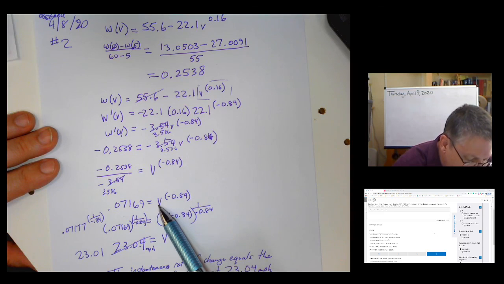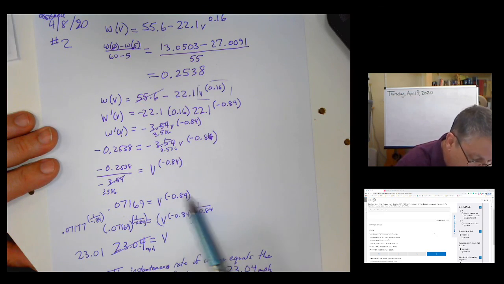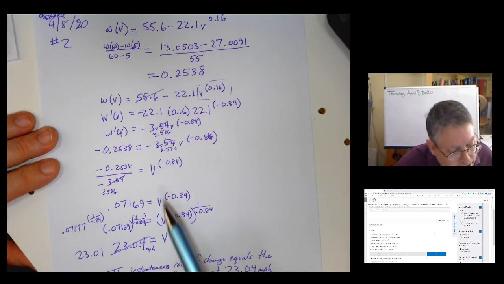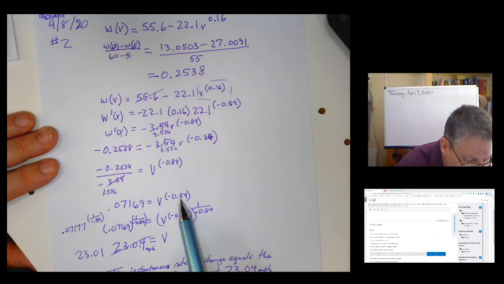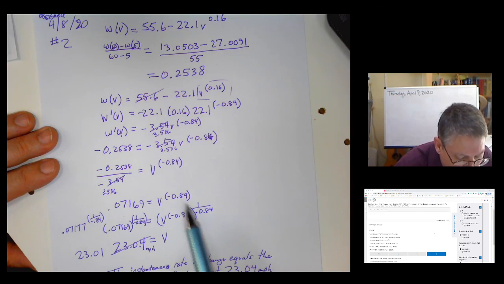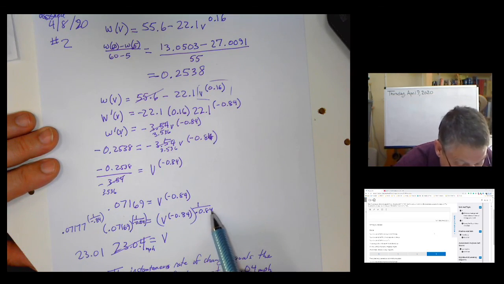And how do we get rid of this? We want to get V by itself, and we have this exponent. So we're going to take this whole thing to another exponent, because when you take an exponent to an exponent, you just multiply the two exponents. And what do we do to get 1 out of this? We multiply by its reciprocal, right? So we take this whole business to the 1 over negative 0.84 power.